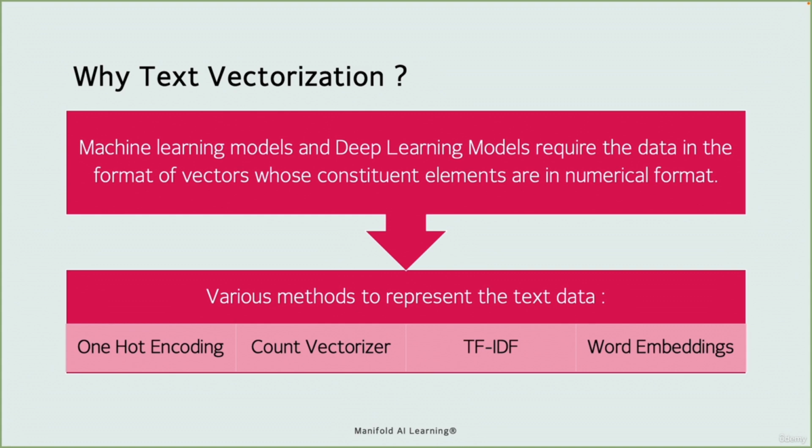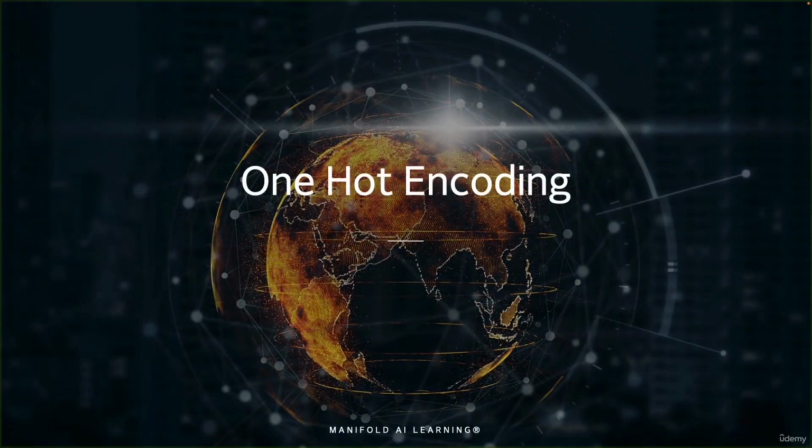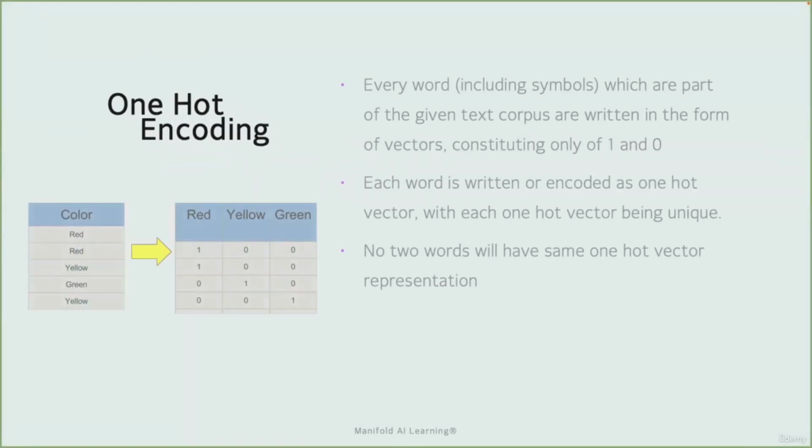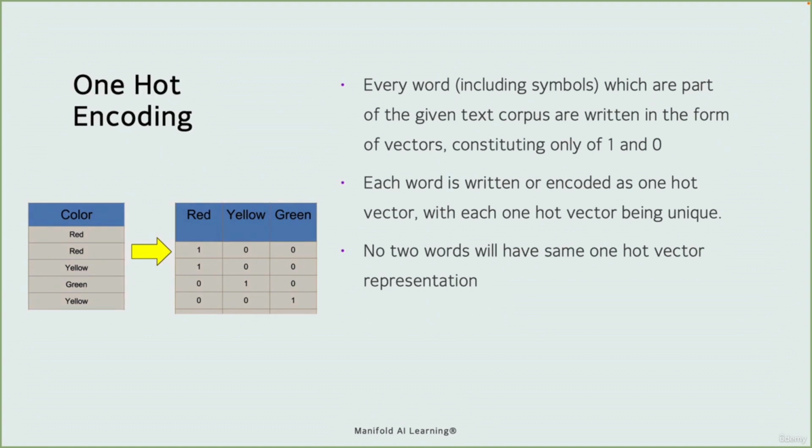So let's understand what this one hot encoding technique is. It's a technique where every word, including the symbols which are part of a given text corpus, is written in the format of vectors. And this vector will have only ones and zeros. In this technique, each word is encoded as a one hot vector, with each one hot vector being unique. Remember that no two words will have the same one hot vector representation.